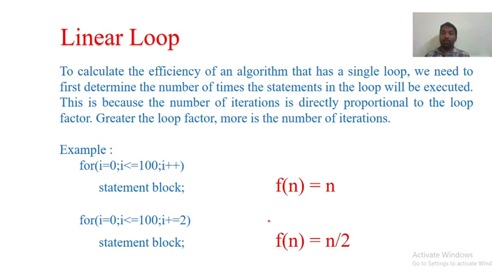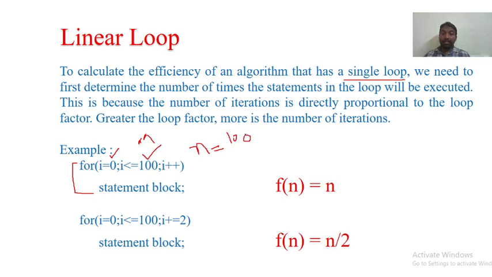So what is a linear loop? To calculate the efficiency of an algorithm that has a single loop, suppose you have only a single for loop, we first need to determine the number of times the statement in the loop will be executed. Here, as per this for loop, it is going to execute up to 100. I started the index from 0 and it ends at 99, and every time it is incremented by 1. It means if I have n equal to 100, then how many seconds does it take now?